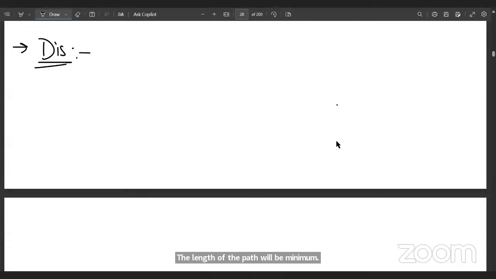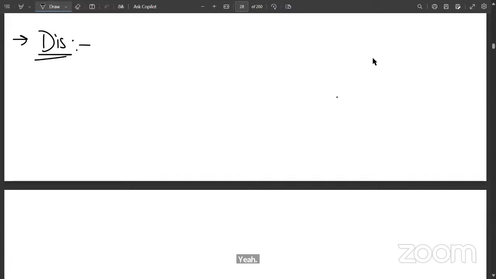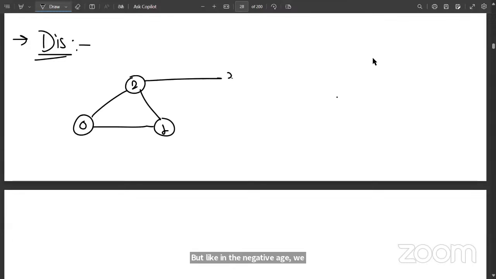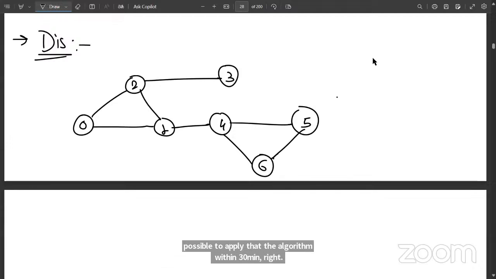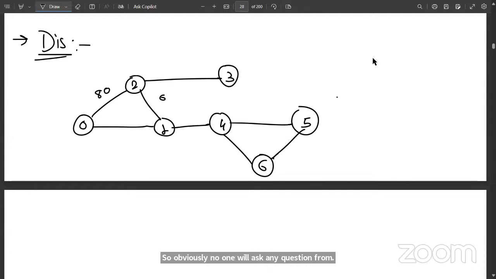Ma'am, this thing is clear to me for Dijkstra's algorithm. But for negative edges we are using the Bellman-Ford algorithm. See, Bellman-Ford algorithm is very tough to apply, and it is not possible to apply that algorithm within 30 minutes. So obviously no one will ask any question from it. Like in graded assignment 11, there is a question on topological sorting, and drawing every step is also not possible.